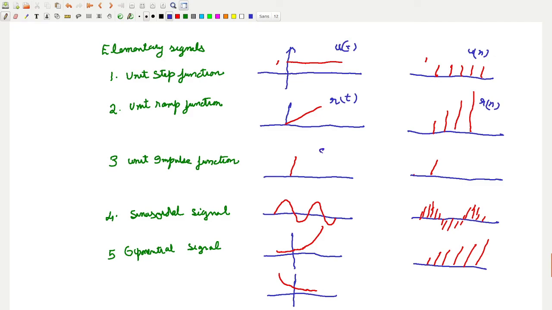The impulse function is denoted by delta. Delta of t is the continuous version of the impulse function, and delta of n will be the discrete version. Similarly, any signal is denoted by x, as I have mentioned, x of t, x of n. The sine wave is denoted using this general terminology. The same is the case with the exponential.